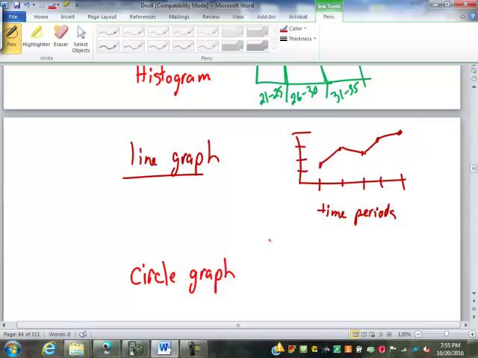You also need to be able to make a circle graph or pie chart. To do that, you're going to have to find the percent of the total and fill it in.